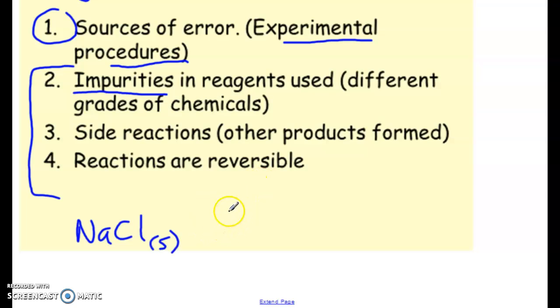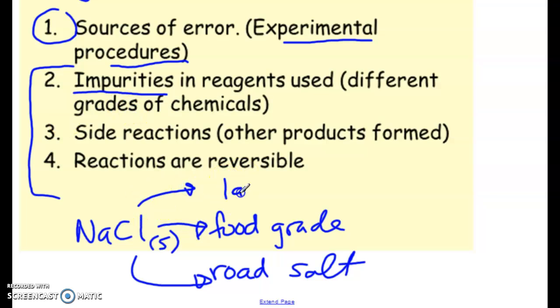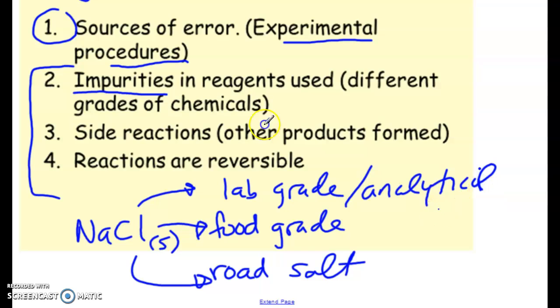So some grade levels include food grade, meaning it's pure enough to consume, but it's not 100% pure. We can have what's called crude level, or this can be like an environmental grade level. So this could be like the salt that's on the road, like road salt, right? So the salt we put on the road, the salt you put on your food, and the salt that we use in a lab, so we call that lab grade, or sometimes it's also referred to as analytical grade.